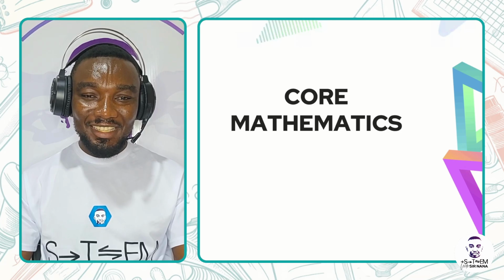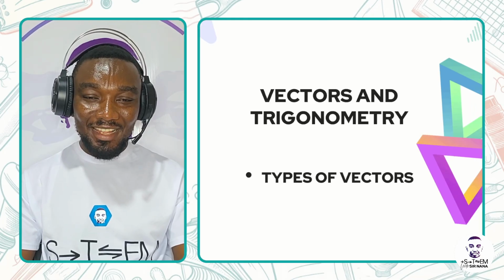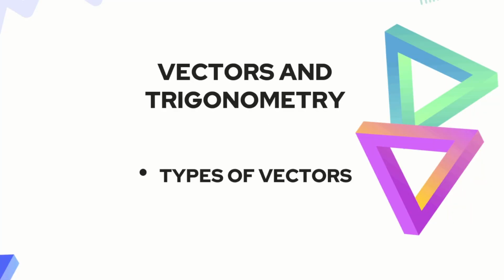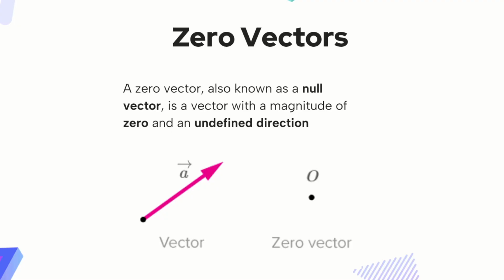In our previous lesson, we looked at a type of vector which is an equal vector. And in this lesson, we want to continue and look at other types of vectors. Now let's consider what a zero vector is. When we consider a zero vector, it is also known as a null vector. So zero is also null.